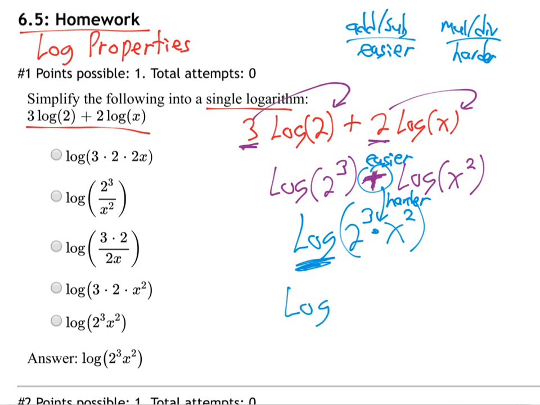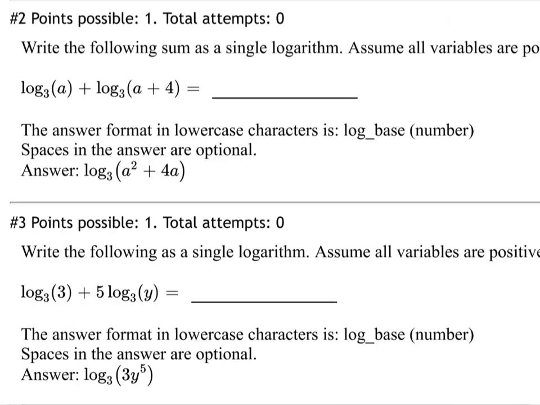And now, that is the last thing. That is the answer. Boom, there it is: 2 to the third times x squared. There's our answer. Let's try number 2 here.